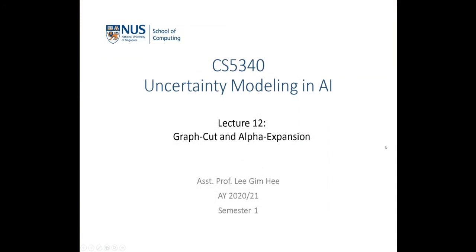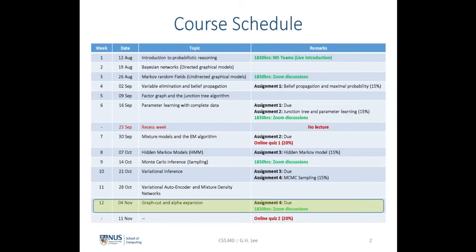Hello everyone, welcome to the lecture on uncertainty modeling in AI. Today we are at our last lecture, where I will talk about the graph cut and alpha expansion algorithm. Specifically, I'll talk about the max flow min cut algorithm, which is commonly used for discrete optimization, and I'll show the relation between the max flow min cut algorithm and probabilistic inference.